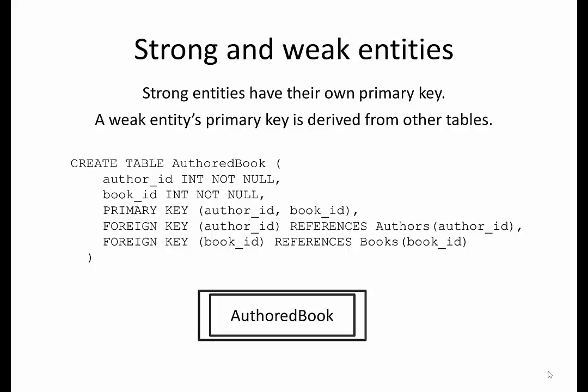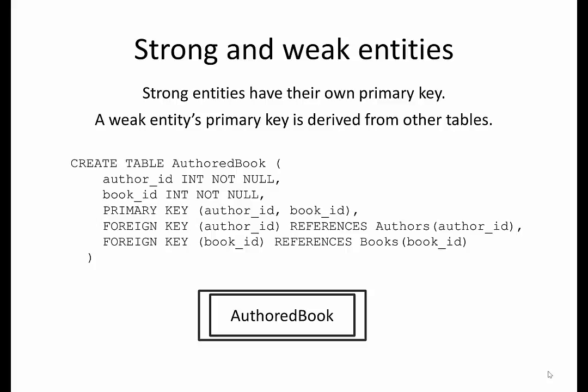Sometimes you get a double boxed entity, and that indicates what's called a weak entity. A weak entity. What's a weak entity? A weak entity is an entity whose primary key is derived from other tables or other entities. So it doesn't have its own inherent primary key.